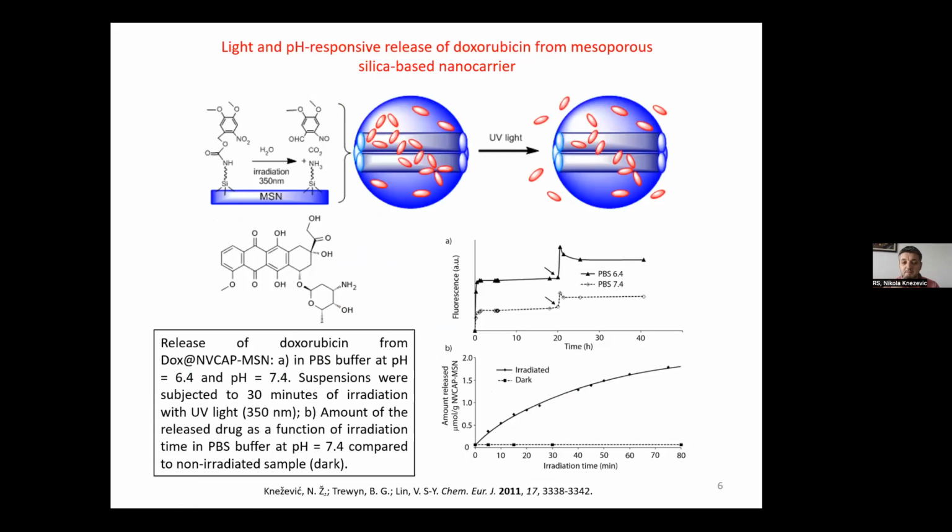This is an early example that we made. With doxorubicin simply adsorbed on the surface, we have masked ammonium ions, amino groups, on the surface of the MSN. Upon exposure to UV light, this carbamate linkage is cleaved and releases these amine moieties, which are positively charged. Because doxorubicin is positively charged at physiological pH, it releases from the surface. So upon more exposure, we get more released doxorubicin.